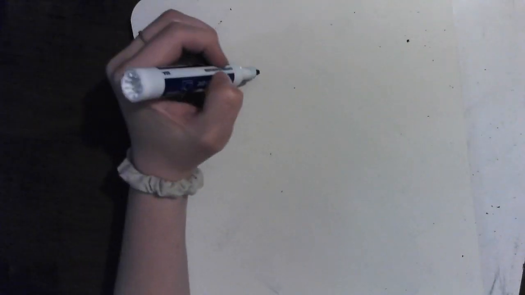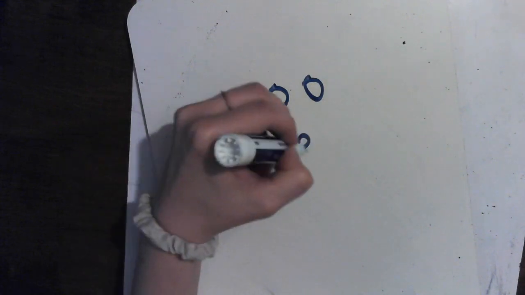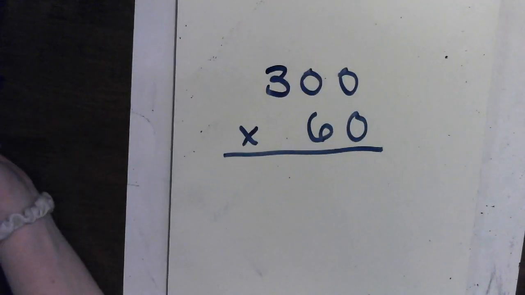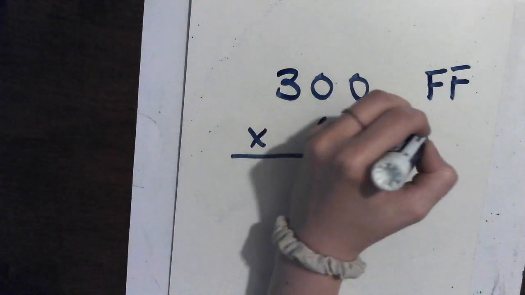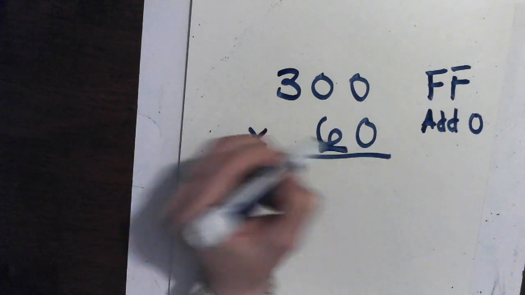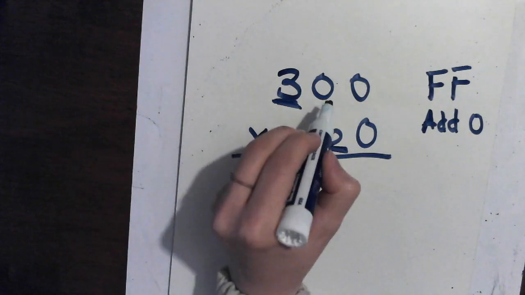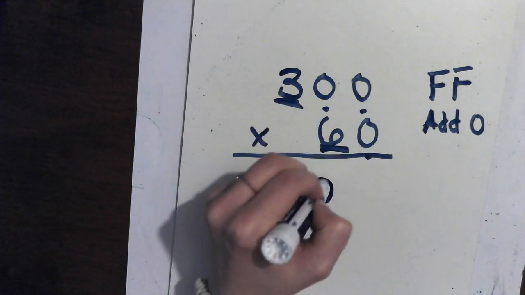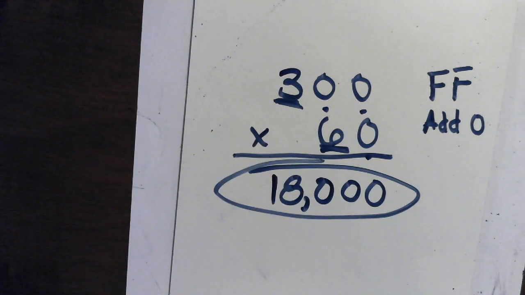When you are multiplying a number, say you are multiplying 300 times 60, a strategy in order to do this quicker is to do your fast fact and then add your zeros. So my fast fact, 6 times 3 is 18, and I have to add 1, 2, 3 zeros. 18,000. You could do this out with your regular algorithm, but this is faster.